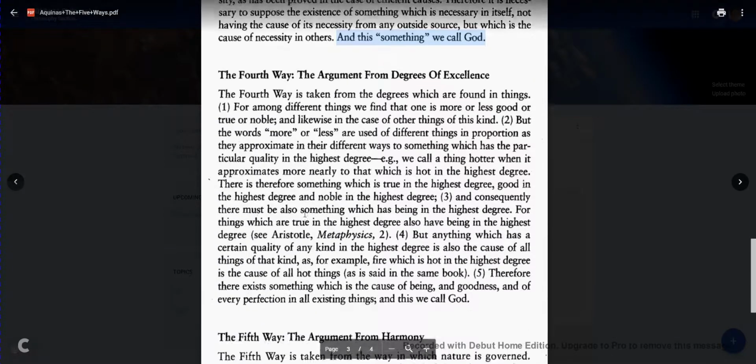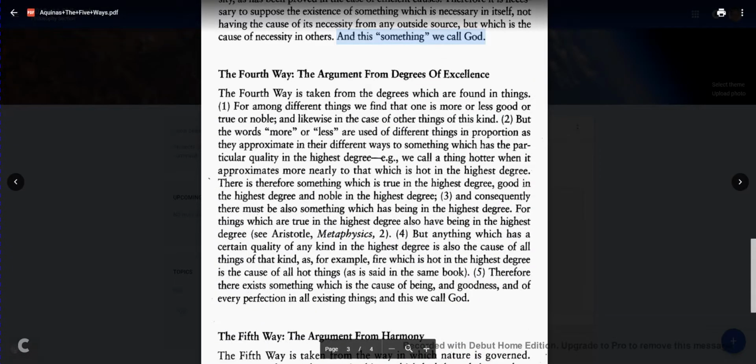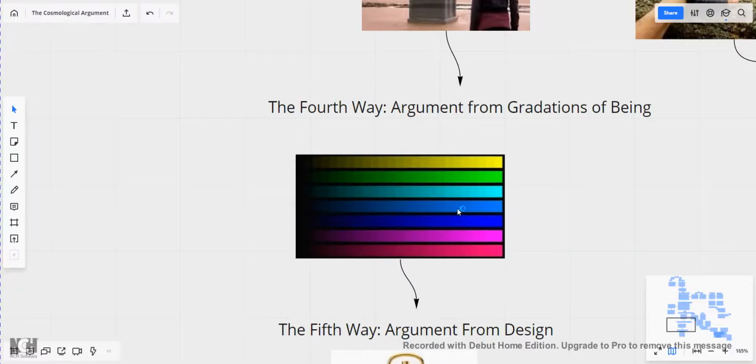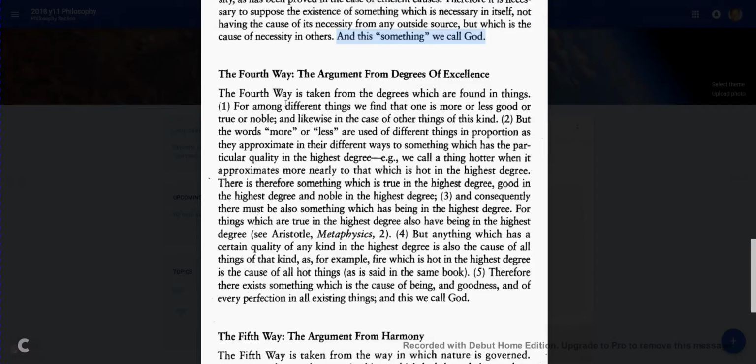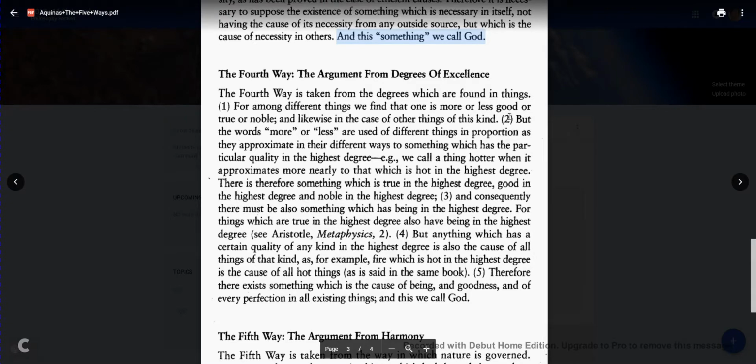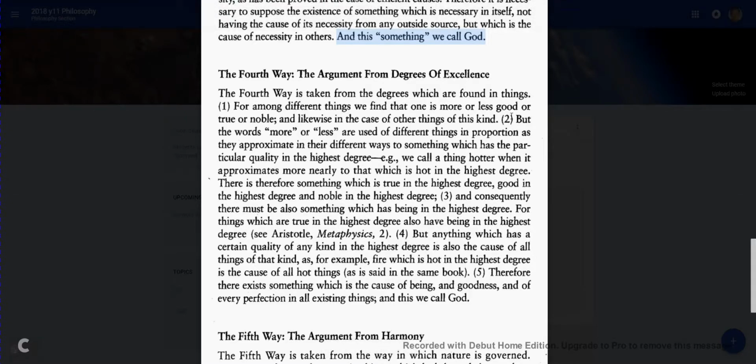The fourth way, the argument from degrees of excellence, or the gradation argument. All right, the fourth way is taken from degrees which are to be found in things. That's why I put up here some scales. And number one, among things we find there is more or less good or true or noble. And likewise in the case of other things of this kind. Right, so we can find good or true noble qualities in people, but we can also find complete assholes.